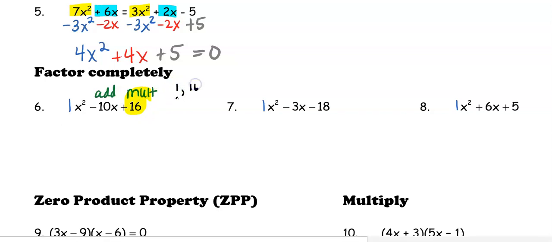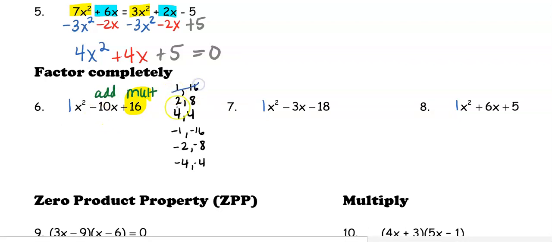1 and 16, 2 and 8, 4 and 4, and that's it. We also have all of those as negatives, because if I multiply into a positive, a -1 and a -16, a -2 and a -8, a -4 and a -4. So we actually have 6 different ways we can multiply to a positive 16. But now we need to choose which one of those is also going to add to a -10.